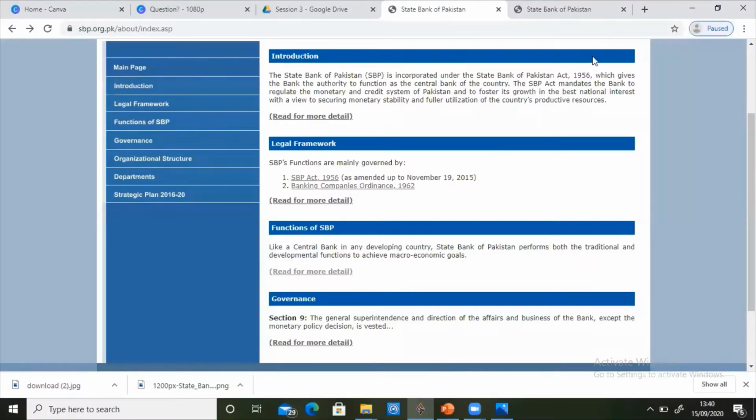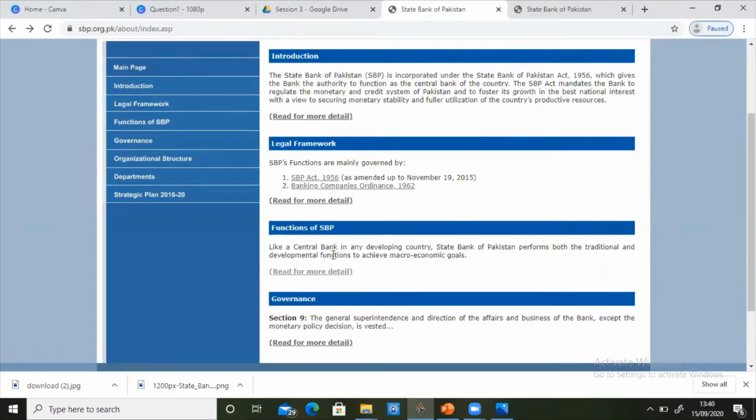So now your task is to go to the State Bank of Pakistan website and look at the introduction. Over here they have mentioned that it was incorporated under the 1956 State Bank of Pakistan Act, and they have also given the objective. So it mandates the bank to regulate the monetary and credit system of Pakistan and to foster its growth in the best national interest with a view to securing monetary stability and fuller utilization of the country's productive resources.